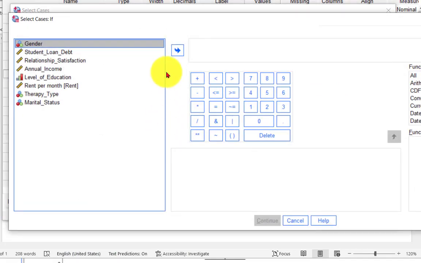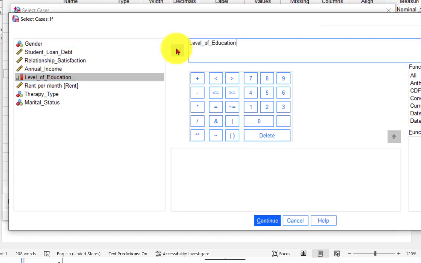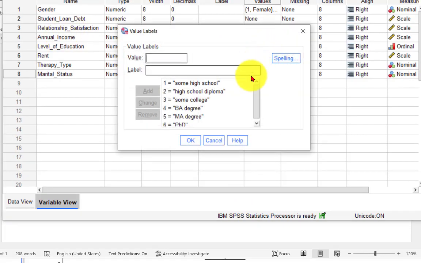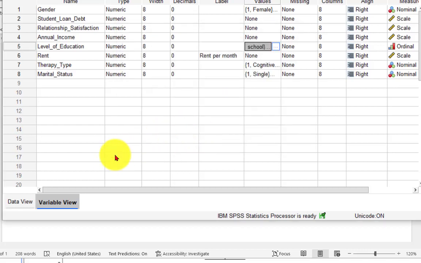If condition, then we're going to stick in level of education. Now, I kind of forget what the levels were represented by, number-wise. So I've got to go back here, and I'm going to look at the levels of education. So we want 4, 5, and 6. We don't want some high school. We don't want high school. We don't want some college. We want 4, 5, and 6. Let's click OK. Now I know what to do.